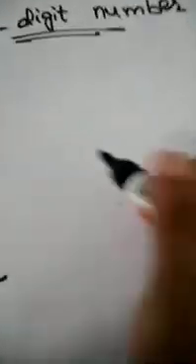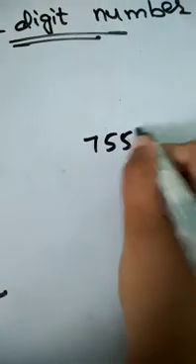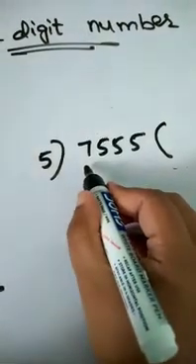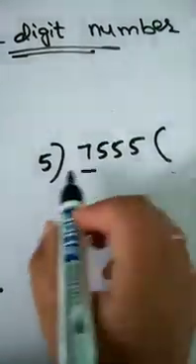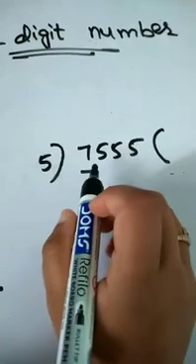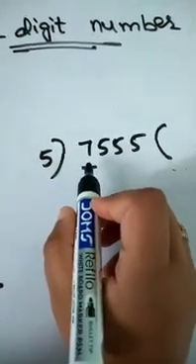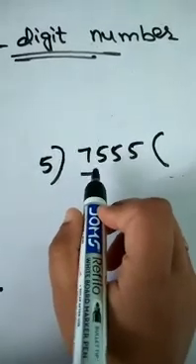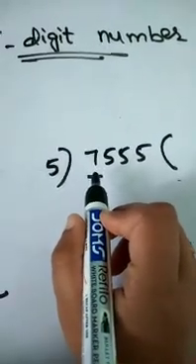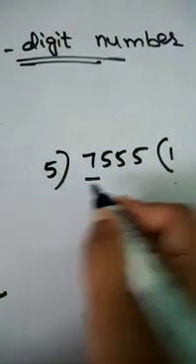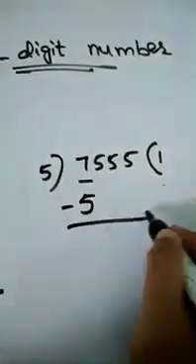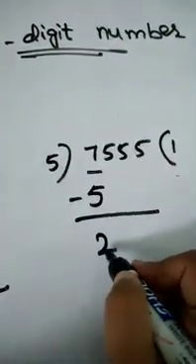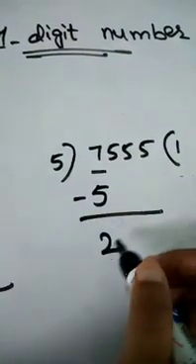So let us solve this. 7555 divided by 5. We'll start from here. We have to check if 7 comes in the table of 5. No. 5 ones are 5, 5 twos are 10. 10 is the bigger number, so we take the smaller number, 5 ones are 5. So 7 minus 5 is 2. We cannot divide 2 by 5 because it is a smaller number.